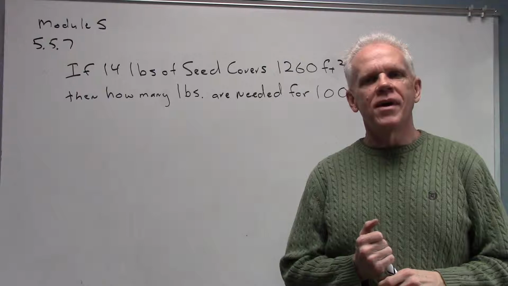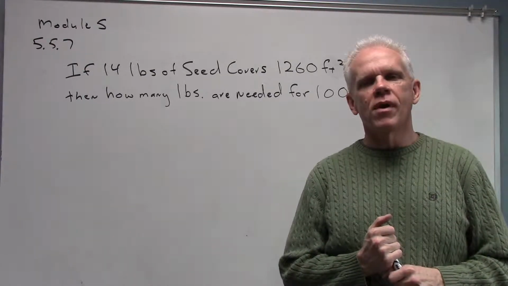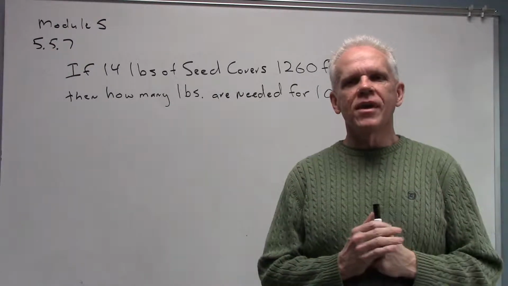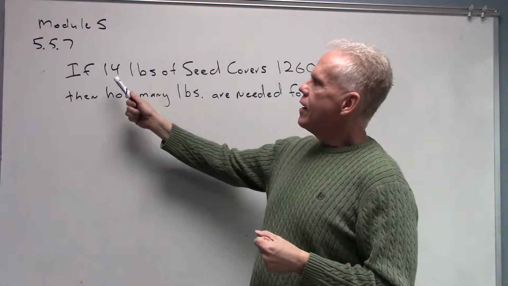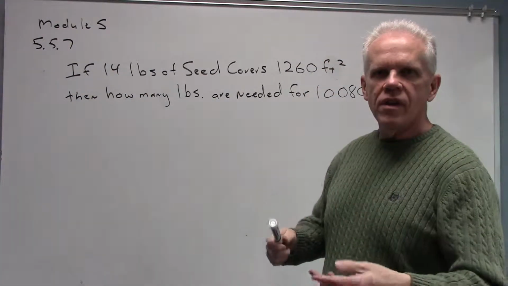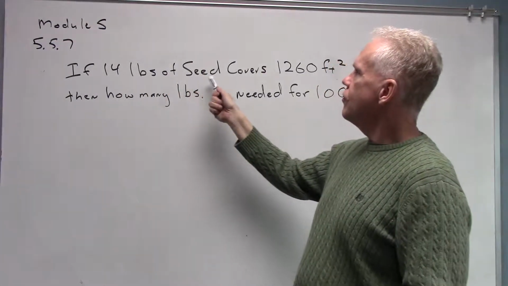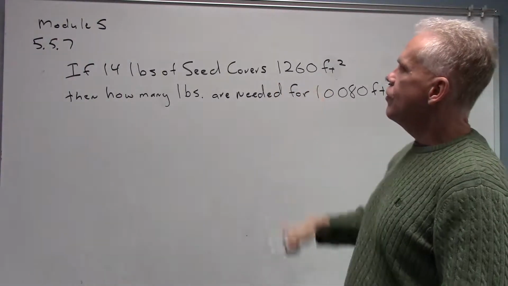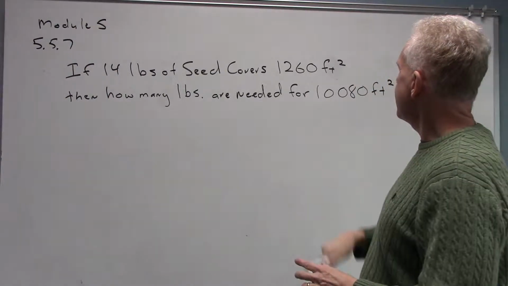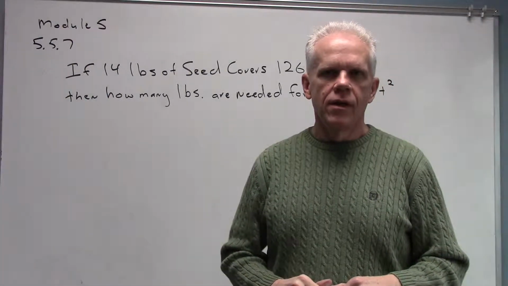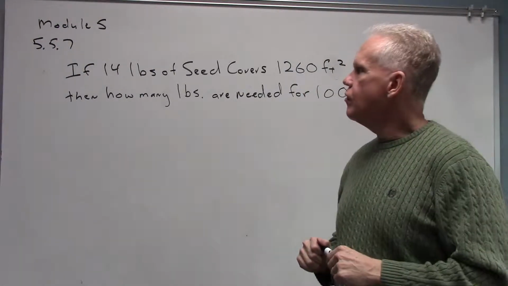We are going to talk a little bit about how to use a proportion to solve a word problem or an application problem. The problem you got sitting in front of you that you came here to see me about had to do with grass seed covering square footage of a yard. So if we say 14 pounds of seed covers 1,260 square feet, then how many pounds of seed are needed for 10,080 square feet? Well guys, the first thing we want to do is find the established rate that's in this problem.